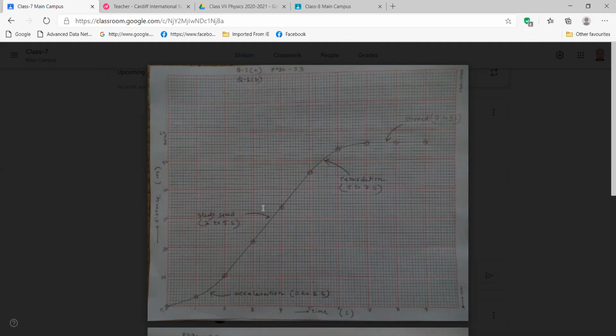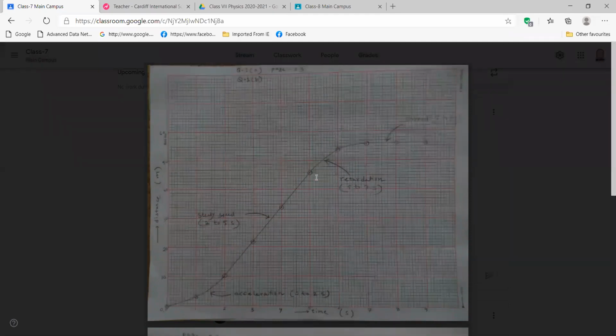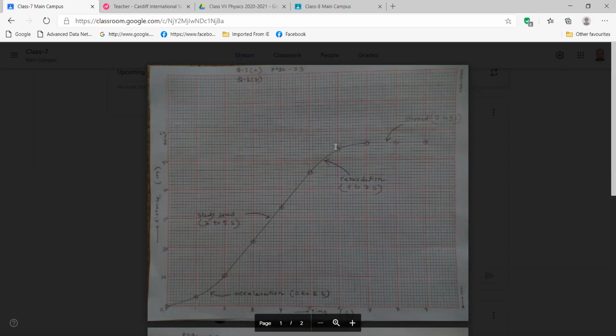Yes, sir. Now what I was saying, for 4 seconds what is the value? 34. Is it 34? Yes, sir. And for 5 seconds how much is it? 46. Okay, for 6 seconds it is how much? 54.